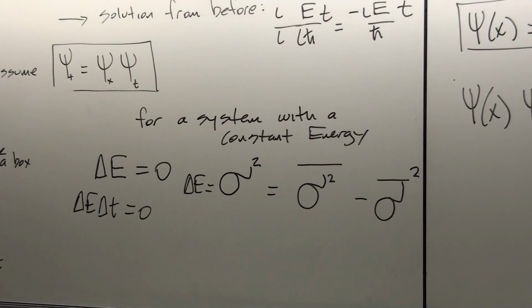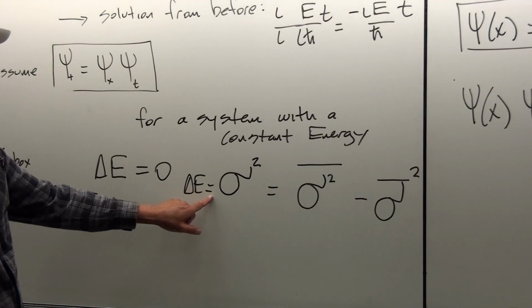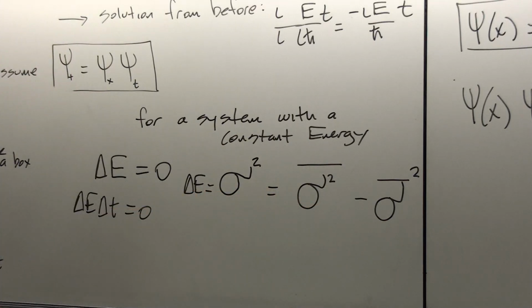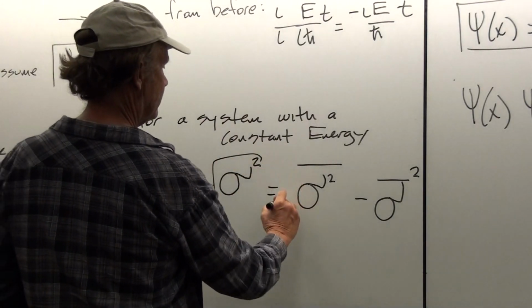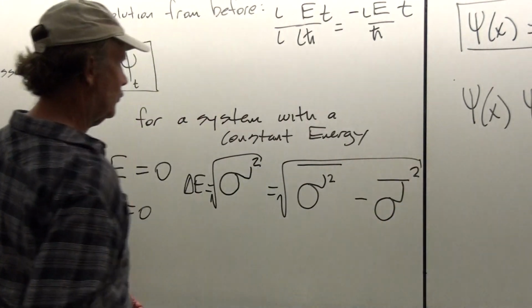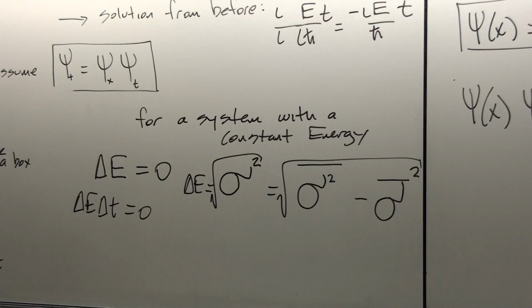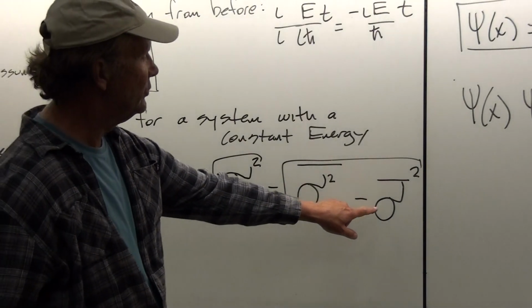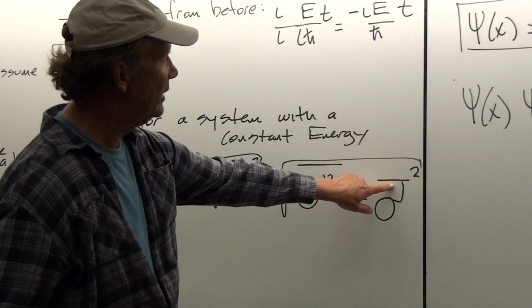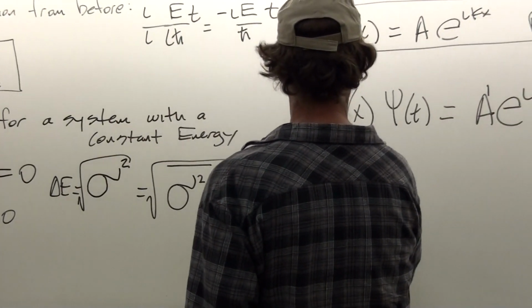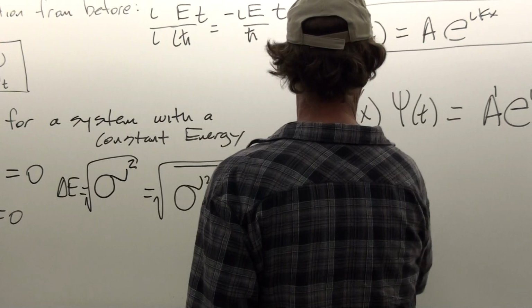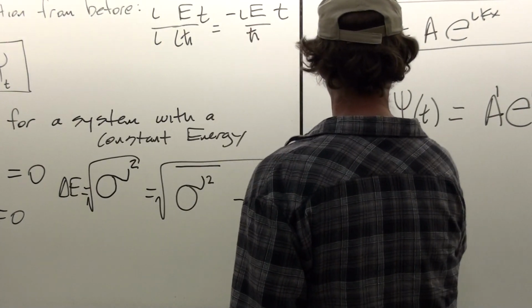Okay, so that's what delta E is going to be proportional to here. It would actually be the square root of this, the square root of the variance squared. And so let's see what the variance would be for the square of the average. Well, E average, that's going to be E average squared.